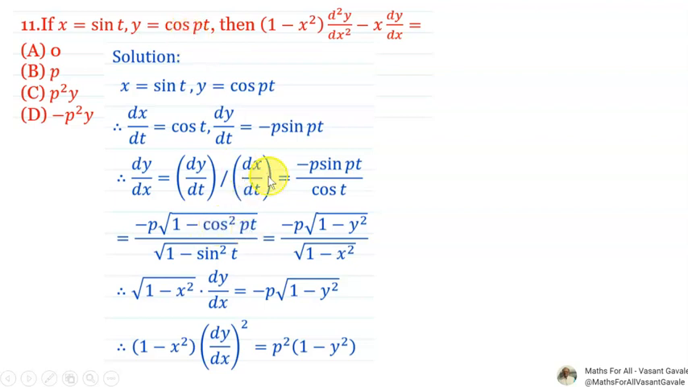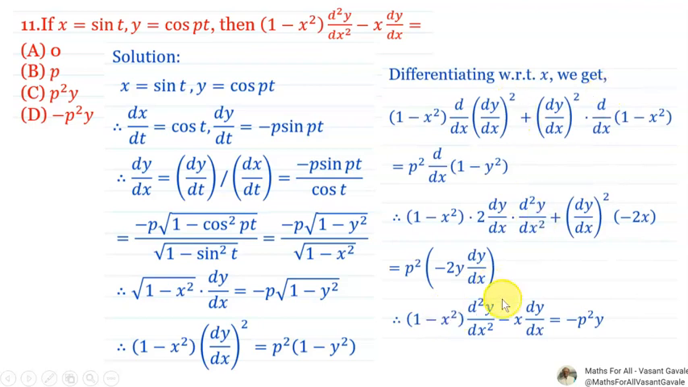Cos of pt means y. Therefore, minus p in root of 1 minus y square upon in root of 1 minus x square. We substituted the value of sin t. This is divided by in root of 1 minus x square; when it comes to this side, it will be multiplied. Therefore, in root of 1 minus x square into dy by dx is equals to minus p in root of 1 minus y square. Squaring on both sides, the root becomes square, so 1 minus x square into dy by dx bracket square is equals to p square in bracket 1 minus y square.